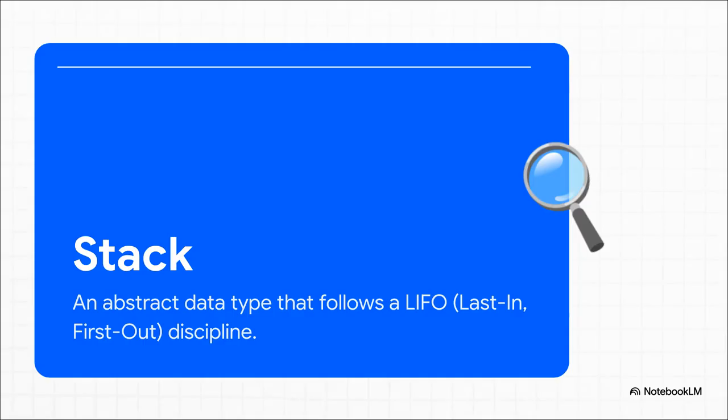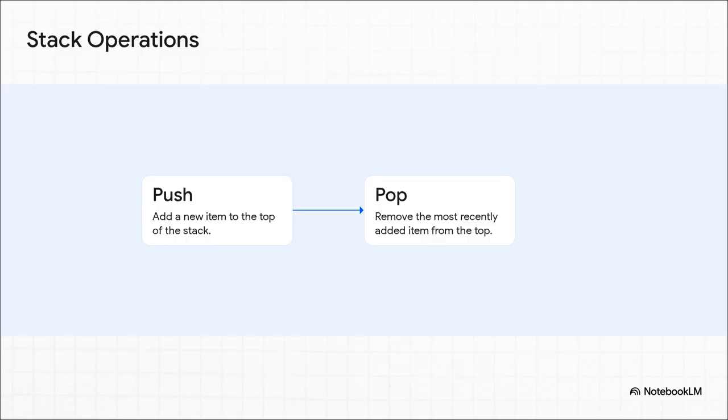A stack is what's called an abstract data type, which sounds complicated, but all you have to remember is one simple idea: LIFO, last in, first out. Seriously, the best way to picture this is a stack of plates at a buffet. The last plate you add to the top is always the very first one you take off.